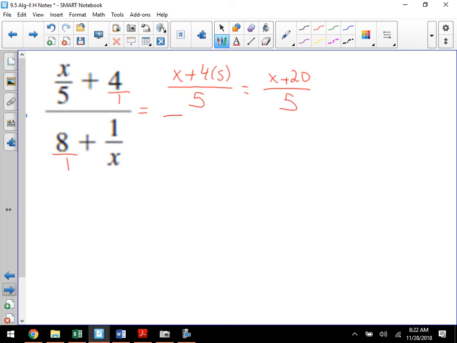Common denominator now here is an x. Fraction on the left needs the x. Fraction on the right doesn't. What does it need? This is already written out in terms of x. So now you're left with x plus 20 over 5 divided by this. So it means I multiply it by x over 8x plus 1.